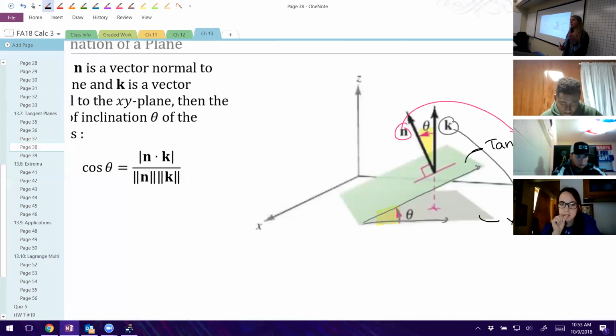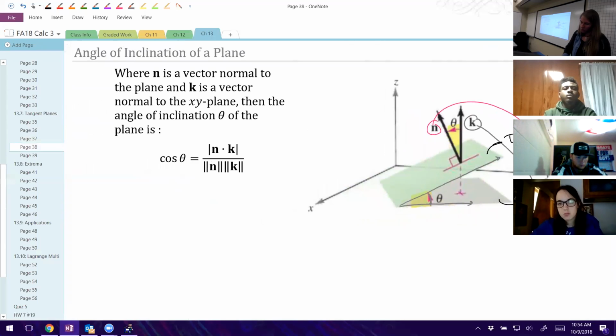If we want to find the angle of inclination between the xy plane and our tangent plane, we're going to go back and say, okay, well, let's use a vector perpendicular to the xy plane, and let's use a vector perpendicular to the tangent plane, which we have some easy ways to represent here. So what are these things over here representing? Well, n in this case, like we said, is perpendicular to the tangent plane.